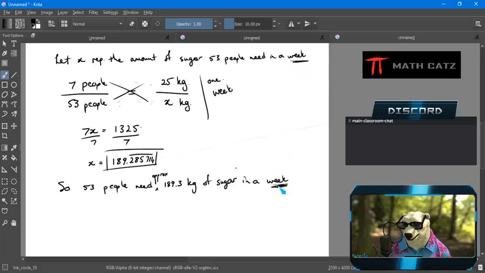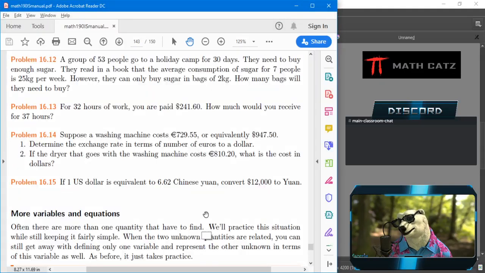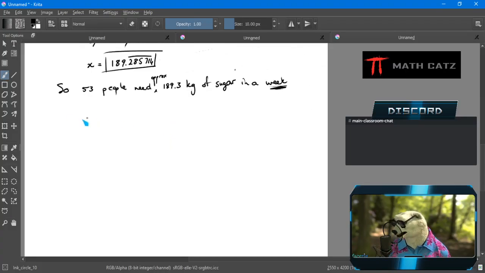In a week. We've just kept the week constant, but that's not really what we're looking for, is it? We're looking for 30 days. Now I need to scale up the amount of sugar from 7 days to 30 days. This is a ridiculous amount of sugar. Who eats this much?